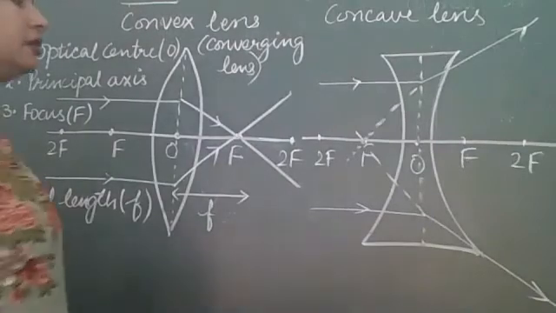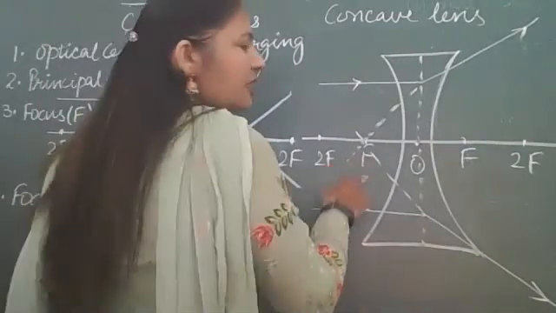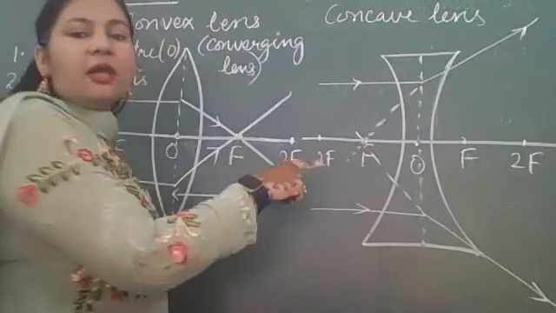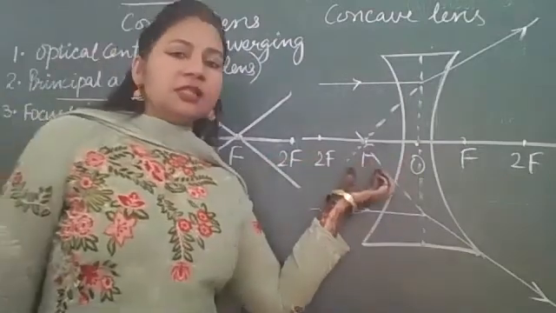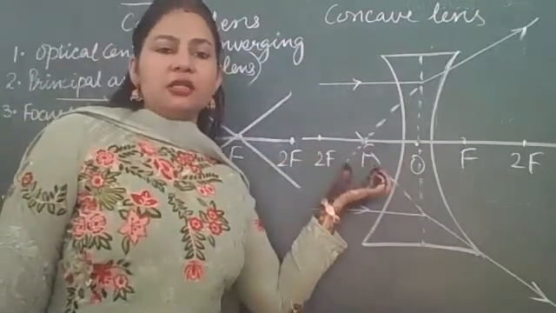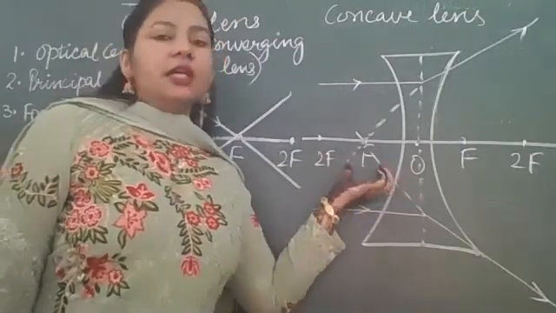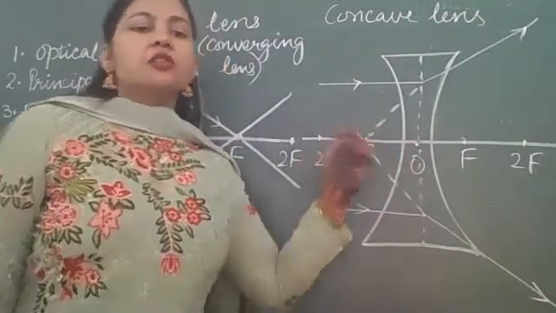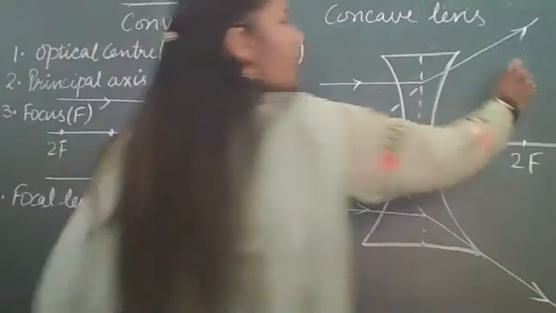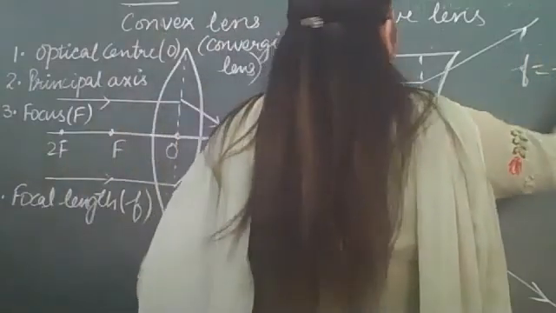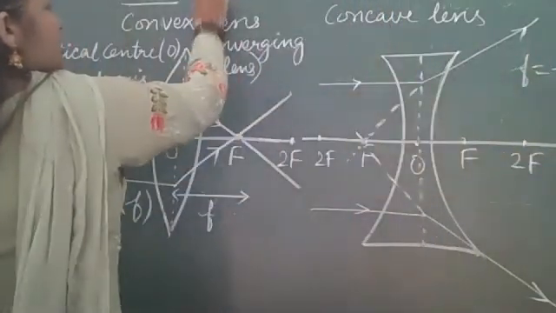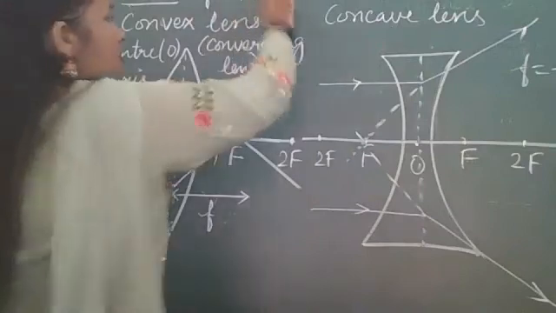So virtual, erect and diminished images are formed at the focus, and you can see this left hand side focus is taking part in image formation. So this is the focus. This is considered to be the real focus of concave lens, which is on the left hand side. So focal length of concave lens is always negative, note it down, and focal length of convex lens will always be taken to be positive.